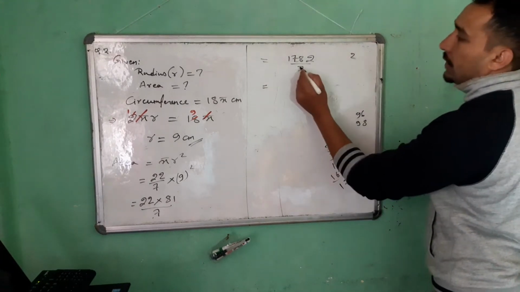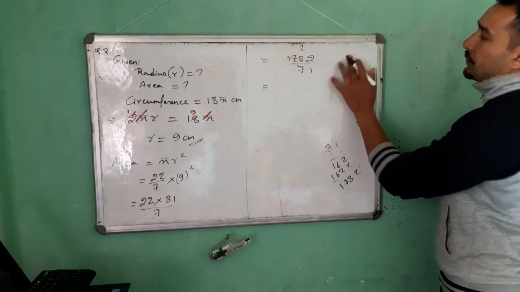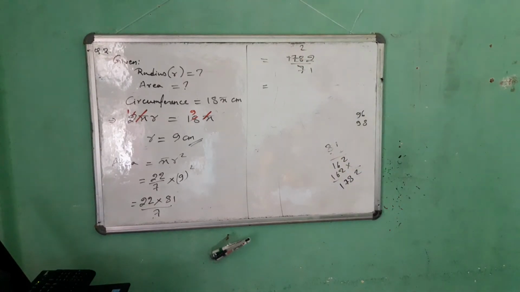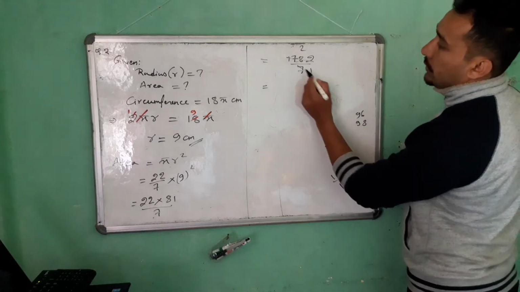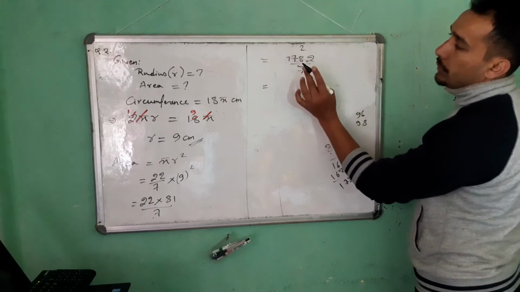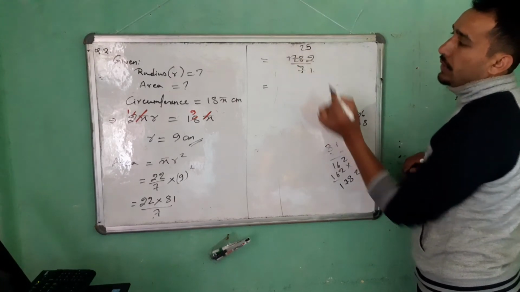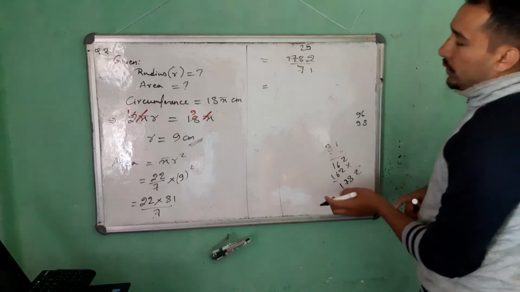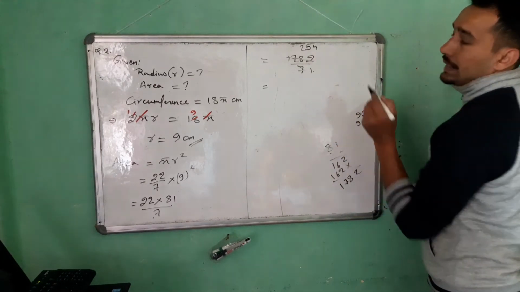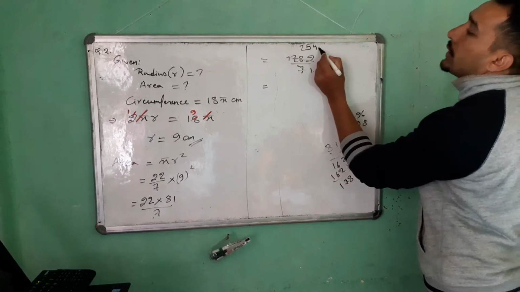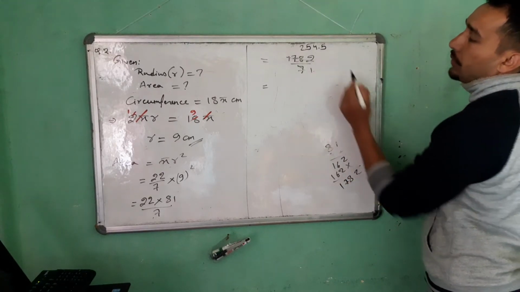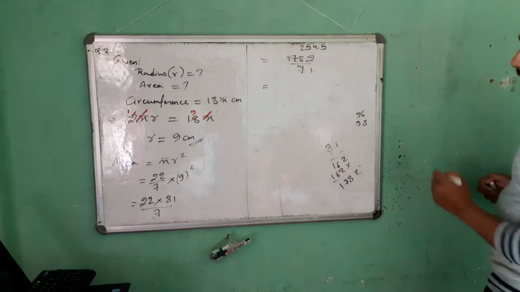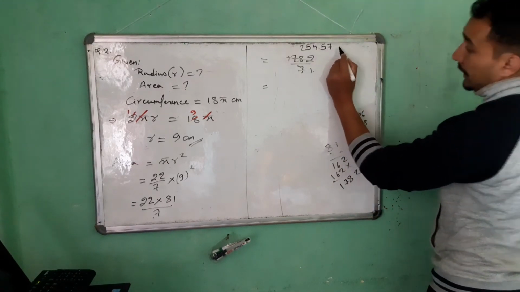So you divide it. 7 1s are 7, 7 2s are 14. How much is left? We divide. 7 1s are 7, 7 2s are 14, 56, 3 is left, 38, 7 5s are 35, 3 is left, 32, 7 4s are 28, 4 is left, so point 40, 7 5s are 35, 5 is left, 50, 7 7s are 49 and 1 is left and so on.